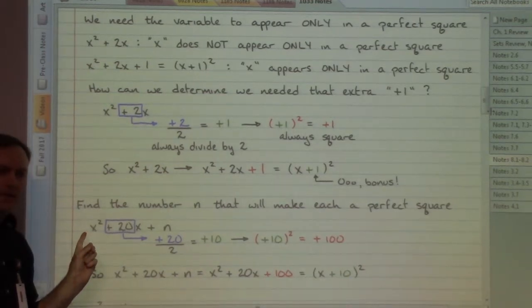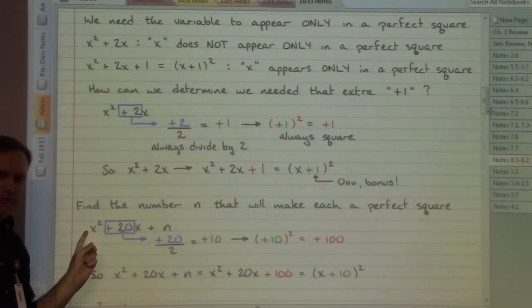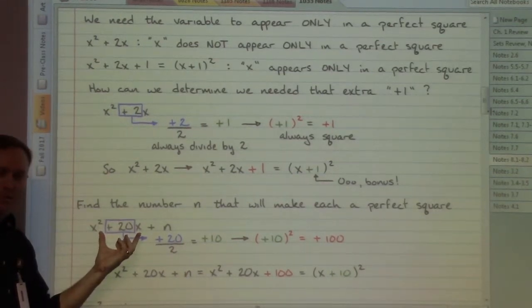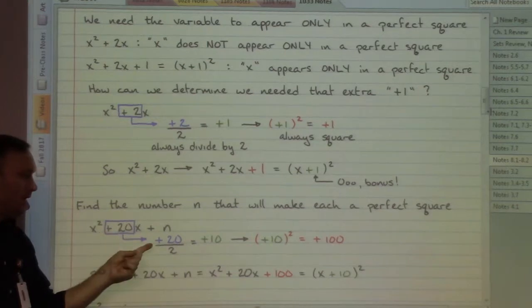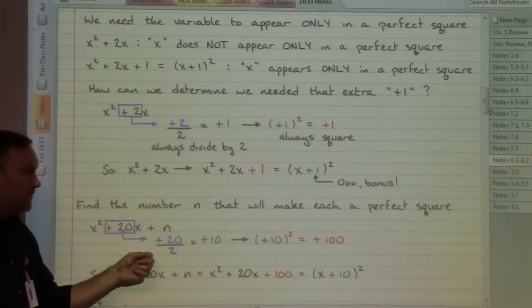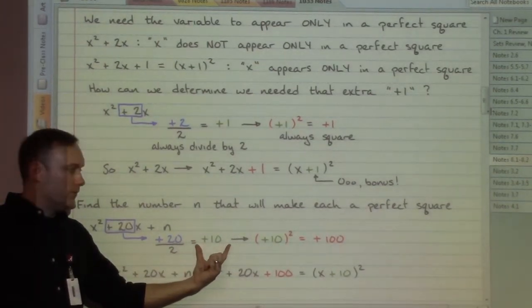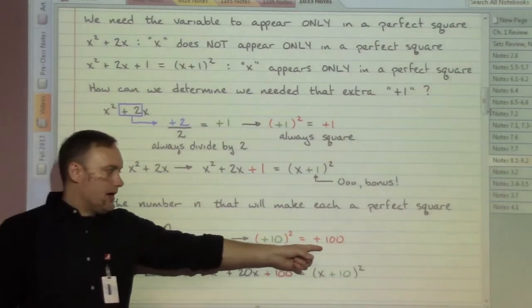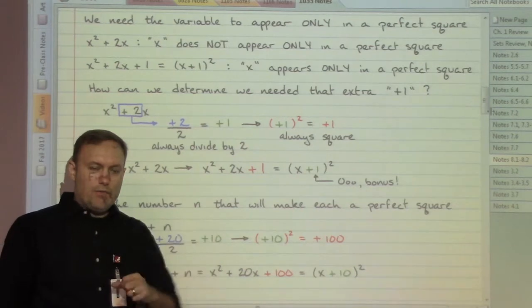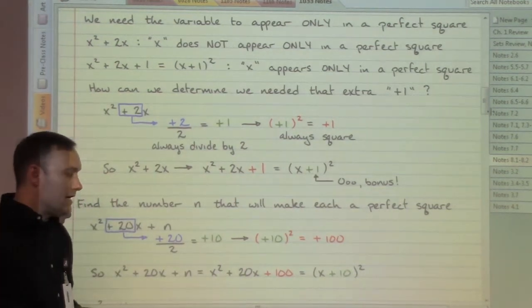I'll come in and make an extra comment here at the beginning. Because I've got a plain old x squared out front, I begin my process by taking the number in front of the x as well as the sign. I always divide by 2 to get my green number, which I will see very shortly. But I take that green number and I square it to get my red number, and the red number is the first thing that I need to use.